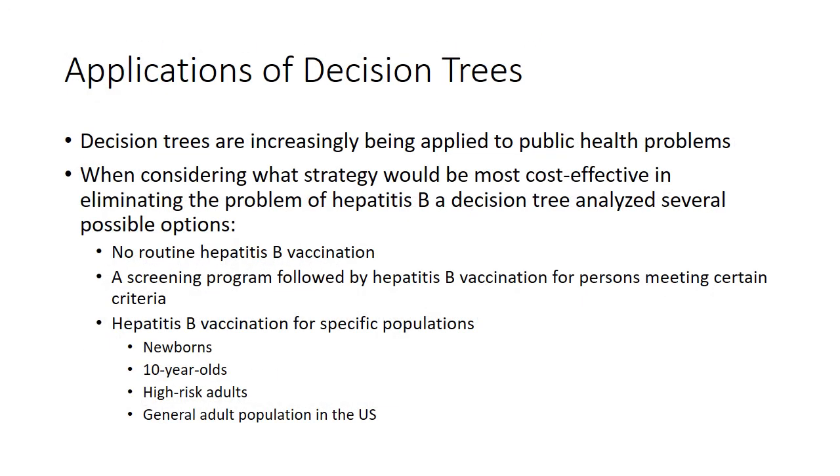So we're starting to find these decision trees are being increasingly applied to different public health issues that are showing up. For instance, if you're trying to figure out what's the most cost-effective strategy for eliminating a problem such as hepatitis B, you can utilize the decision tree analyses to come out with several options, right? So for instance, you could do no routine hepatitis B vaccination. You could potentially do a screening program where you would vaccinate people meeting certain criteria, or we could just do routine vaccination for specific populations. So for instance, newborns, high-risk adults, general U.S. population, so you have lots of different options here, and the outcomes will change based on the decision nodes.